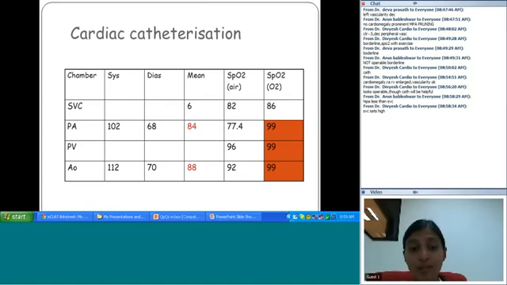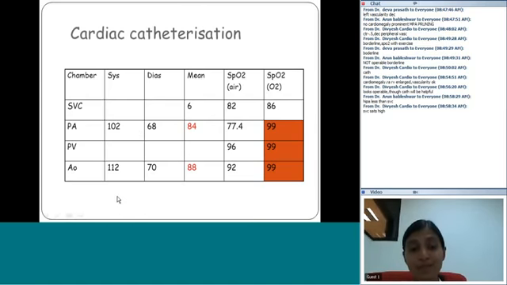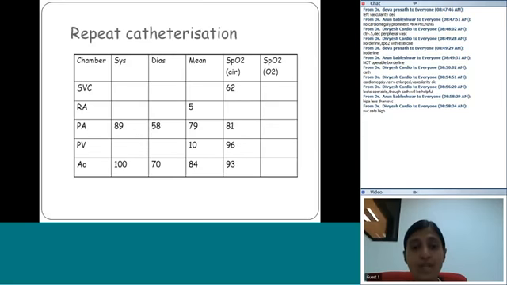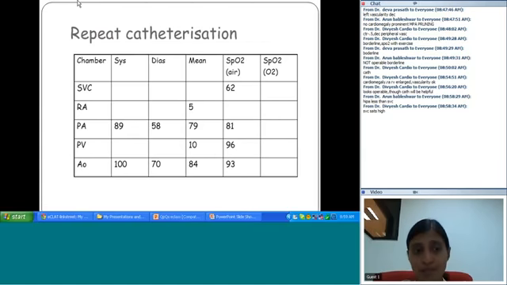So a decision was made to repeat the cath. And this was the repeat cath result. Now this looks much more reassuring. At this time it was decided that we wouldn't do the oxygen testing. We'll just do a baseline study and we'll see what the baseline study shows. Now here you see there is a very good step up between the SVC and the PA. And okay, aortic sats are a little bit on the lower side, but overall this data to me suggests operability.